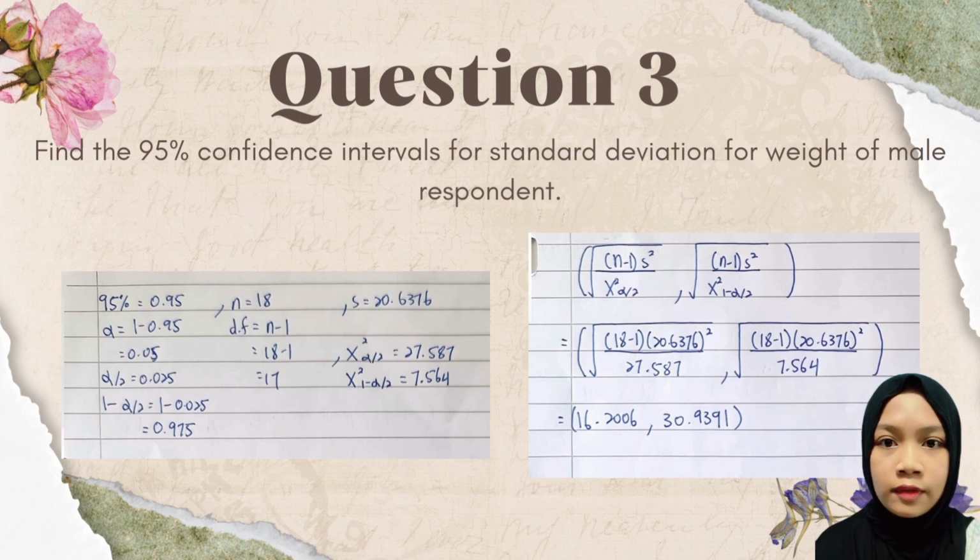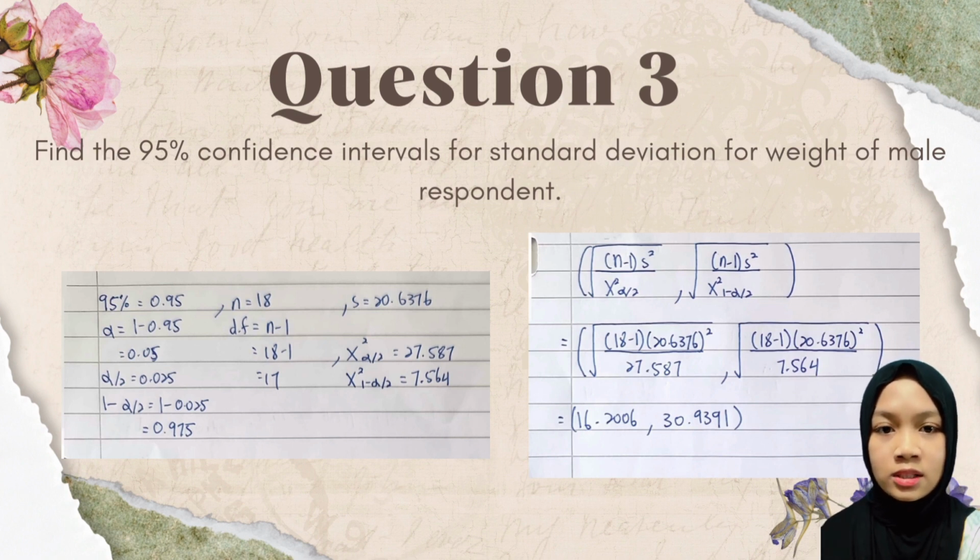For question 3, find the 95% confidence interval for the standard deviation for weight of male respondents. First, find alpha by 1 minus 0.95 and get 0.05. Then divide it by 2, which gives 0.025. After that, I subtract it from 1 and get 0.975. To find the values of chi square alpha per 2 and chi square 1 minus alpha per 2, we need the degree of freedom, which is n minus 1.